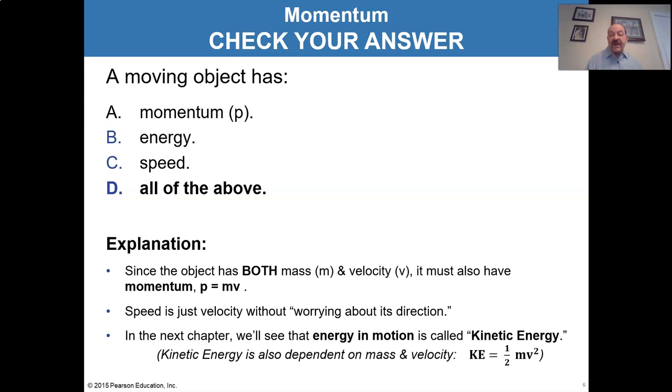So if an object has momentum, that means it has mass, that means it has velocity. If it has both of those, it also has kinetic energy, and therefore it has some type of energy.